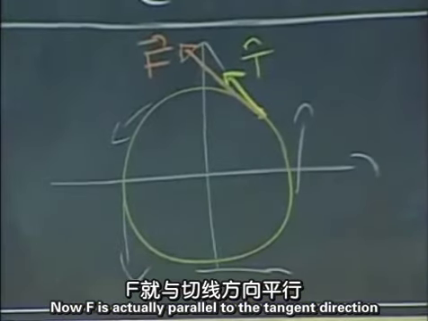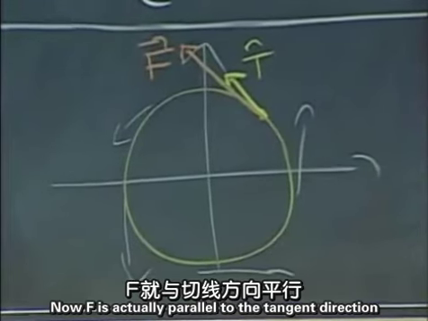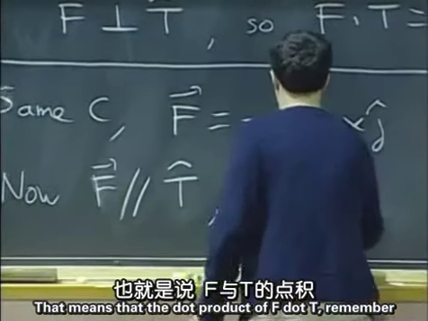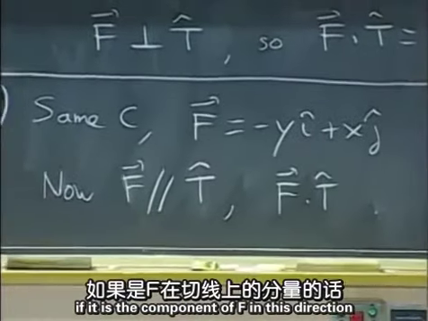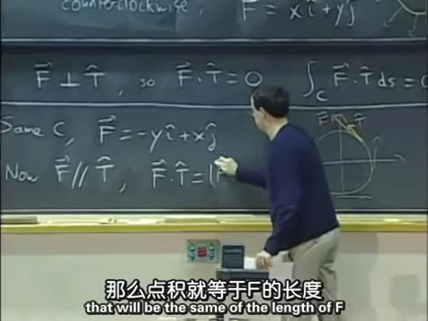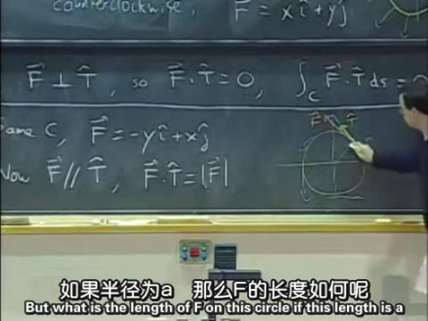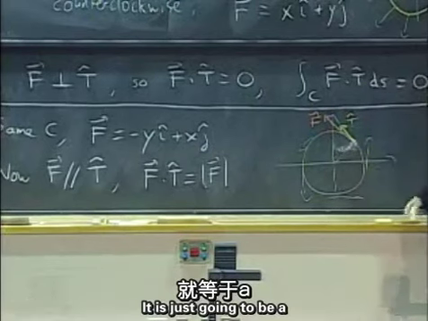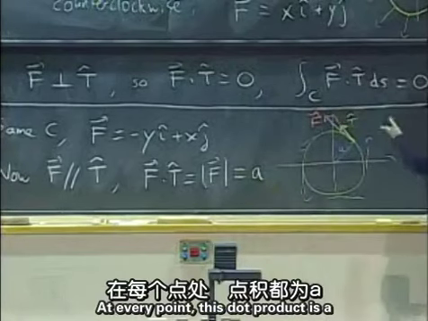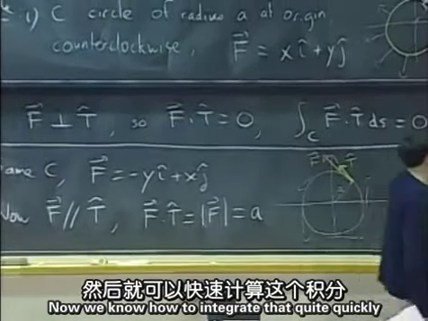Okay? So now f is actually parallel to the tangent direction. So that means that the dot product f dot t, remember that's the component of f in this direction, will be the same as the length of f. Right? But what's the length of f on this circle if this radius is a? It's just going to be a. That's what we said earlier about this vector field. So at every point, this dot product is a. Now we know how to integrate that quite quickly.